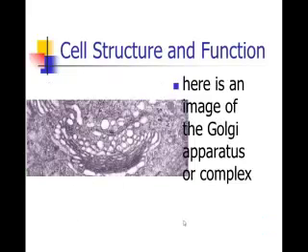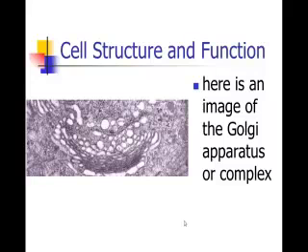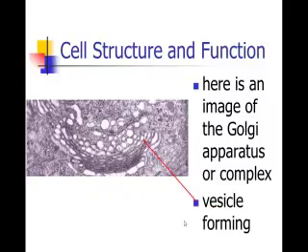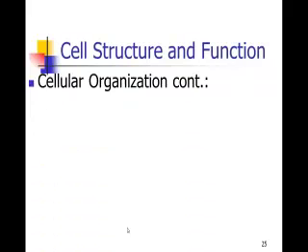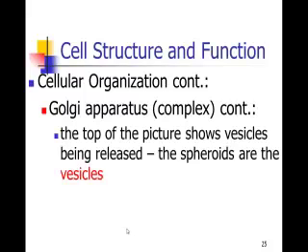So here we have a photomicrograph of the Golgi complex, including vesicles. Remember that it's kind of got a lens shape. Here's the lens shape. And then here are these little balloons that are coming from this lens, and those balloons are the vesicles, and they would have material that was produced by the endoplasmic reticulum. So the vesicles you can see being released, and those spheroids are the vesicles.